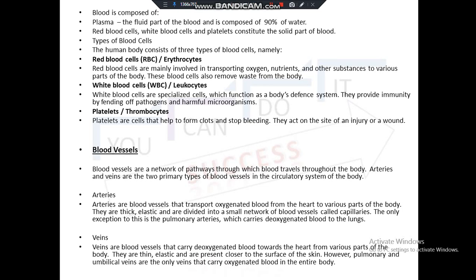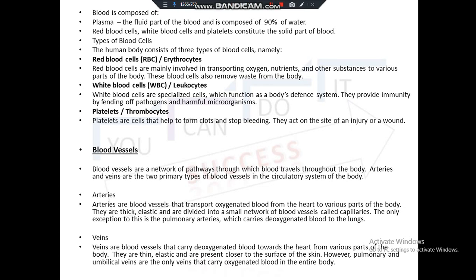In case of veins, they carry deoxygenated blood usually, but one exception being the pulmonary vein, which carries oxygenated blood. Another important feature of the veins is that they carry blood towards the heart from various parts of the body. Then they are thin, elastic and are present closer to the surface of the skin. Okay, so there can be a question wherein they can ask you the differences between arteries and veins.